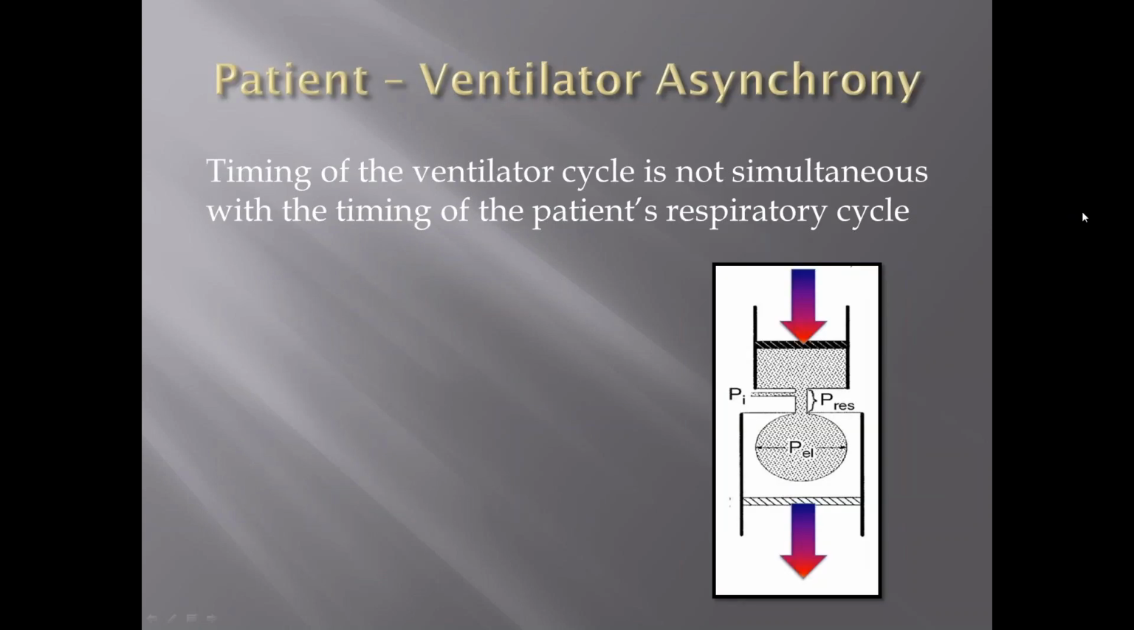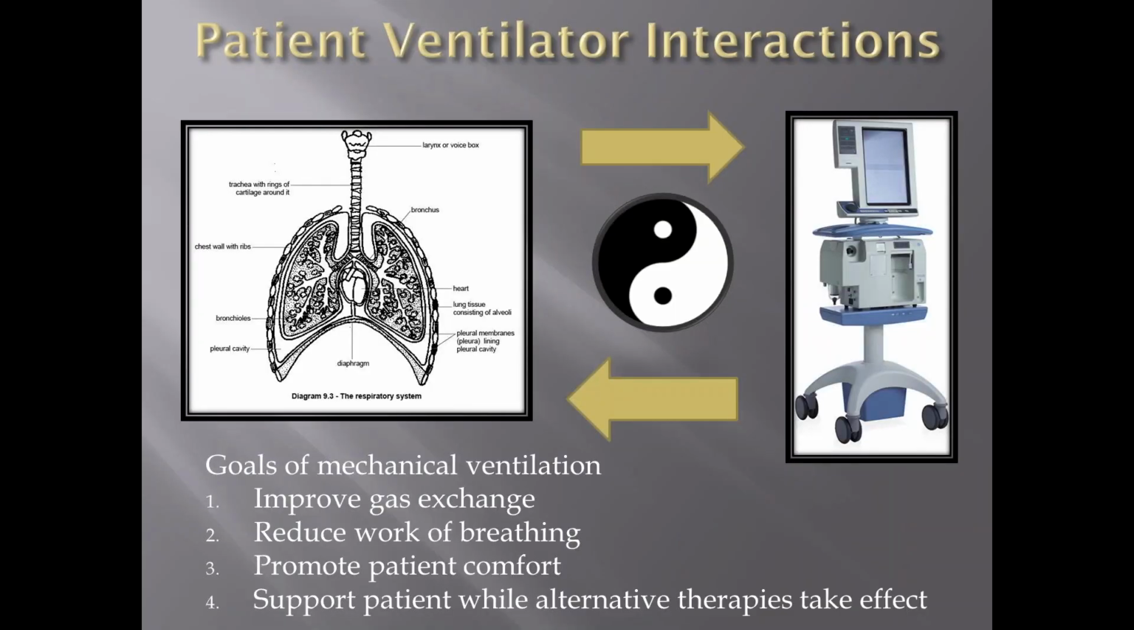Okay, so what is patient and ventilator interaction? So there's two pumps. There's the ventilator pump, and then there's the patient itself. And the pump of the patient is actually the respiratory muscles. So when these two pumps are in synchrony, this is what we talk about when we talk about ventilator patient synchrony.